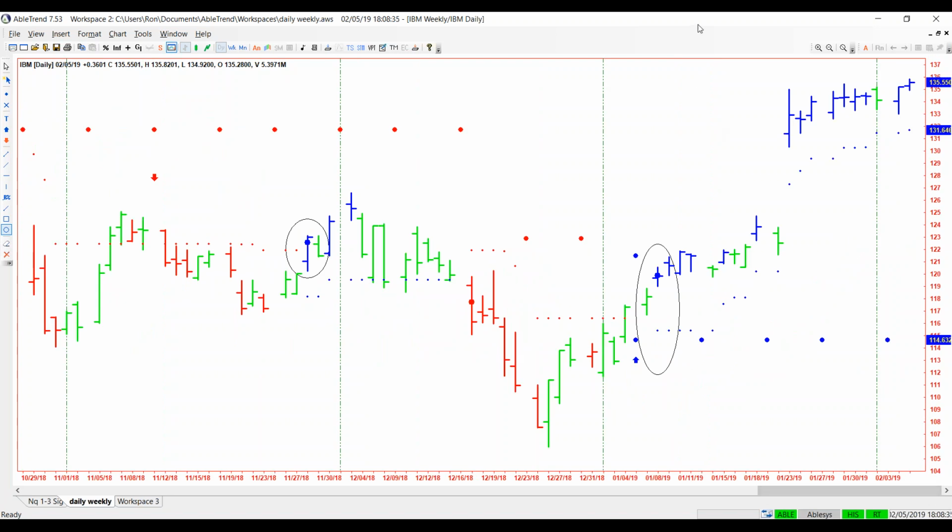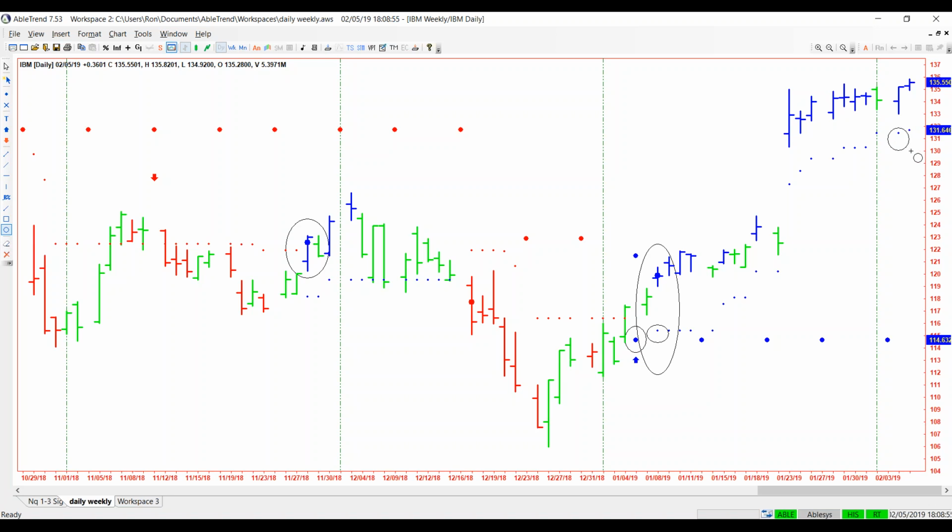Just recently, if anybody who had our software a month ago, you had the buy signal right there. Again, first time you get the combination of a blue bar, blue small dot, and blue big dot is right there. So we would have bought it at 120. We're still in the trade today at 135.5. That's a really good trade right there.